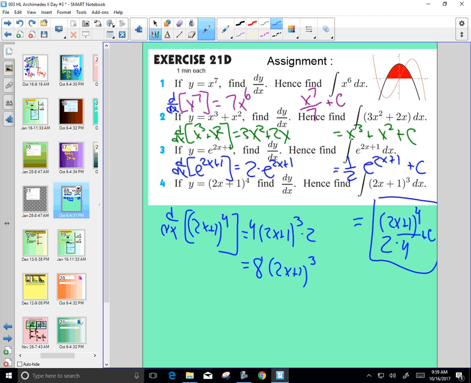How many of you think that this is right? How many think it might not be right? How could you check? Take the derivative, see what you get. Yeah.